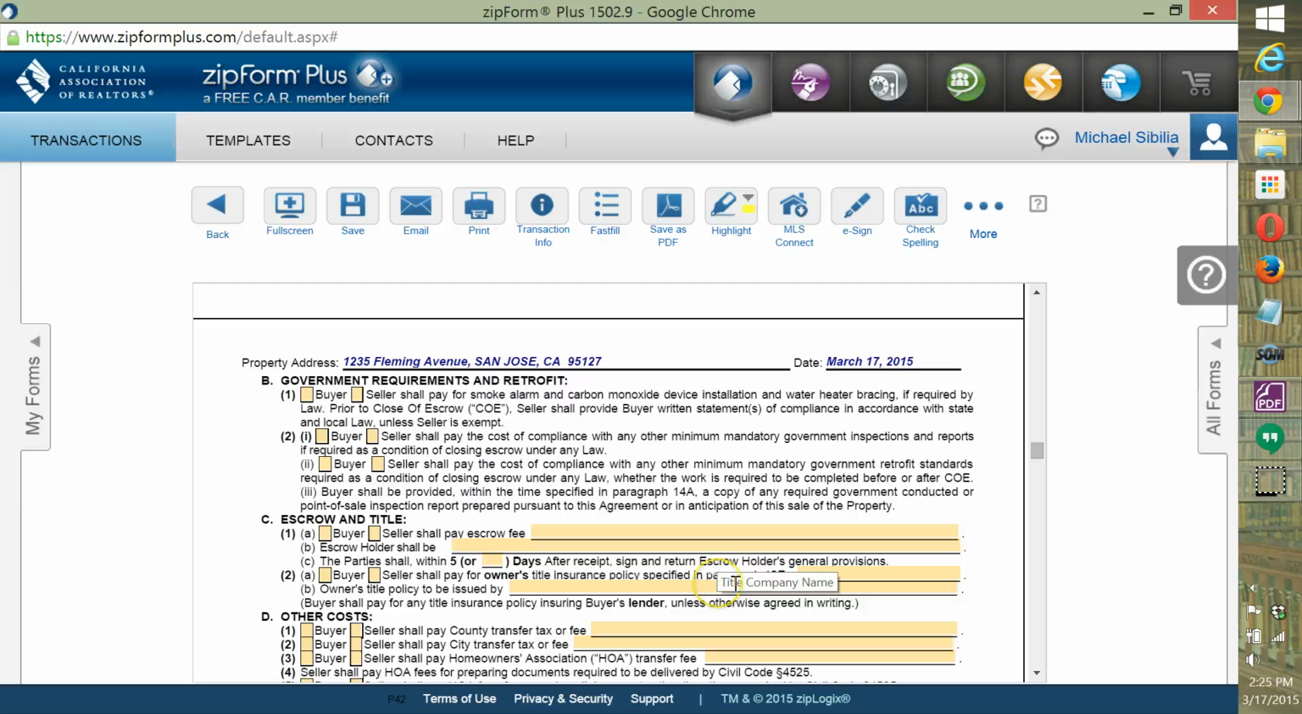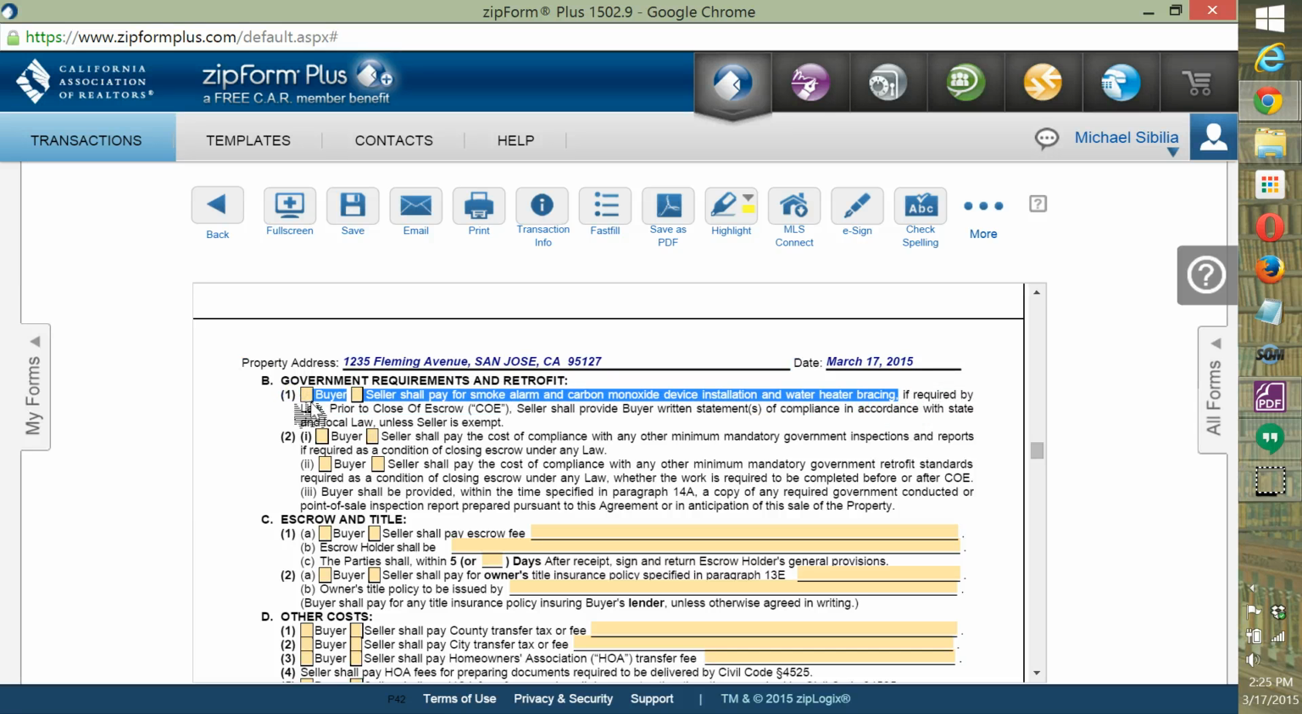All right, government retrofit. In a typical market, you would click on the seller should pay, and the seller should pay, and the seller should pay. Right? Doesn't have to be. You could unclick them. This is not a big deal. Basically, the first one says buyer or seller shall pay for smoke alarm and carbon monoxide and water heater and bracing. That's what it says.